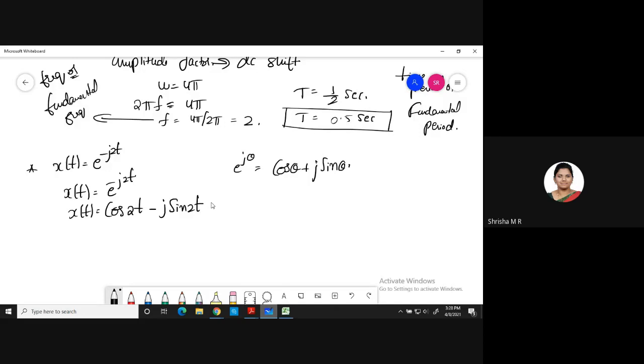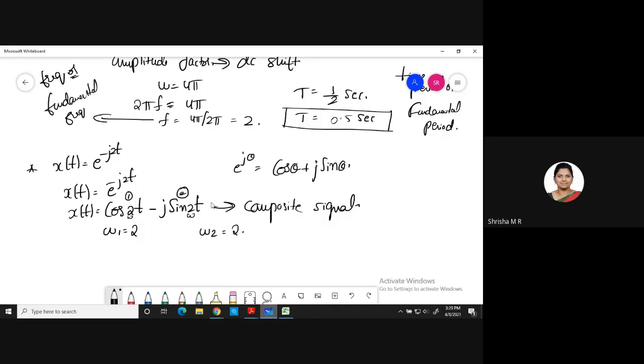So now this is a composite signal, right? The signal is of two parts, cos form and sin form. So what is omega 1? This is the first part and this is the second part. What is omega 1? 2, ma'am. What is omega 2? Minus 2, ma'am. Just 2. This is omega 2.